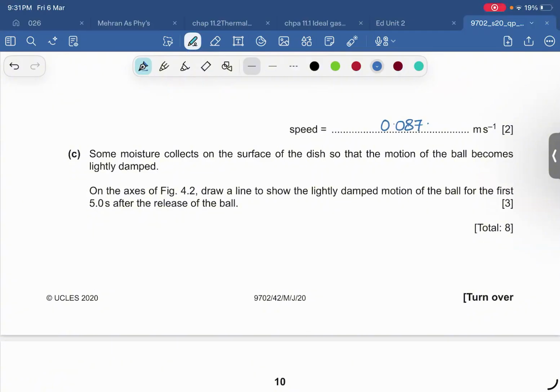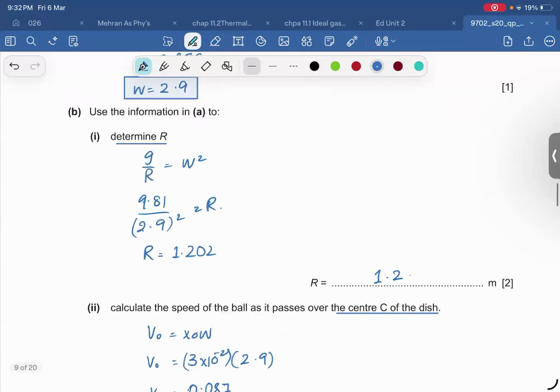Need the last part. The moisture collects on the surface of the dish so that the motion of the ball becomes lightly damped. On the axis on figure 4.2, draw a line to show the lightly damped motion of the ball for the first 5 seconds after the release of the ball. Okay. It is basically lightly damped, okay? And you should know how to draw the light damping graph. Can you tell me, please?